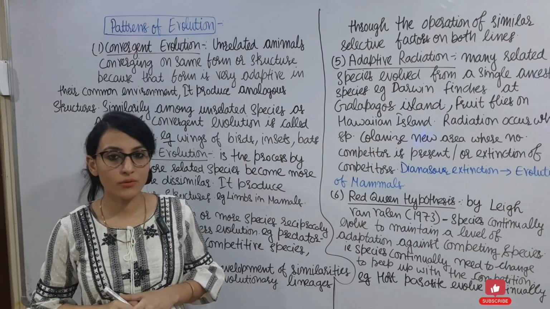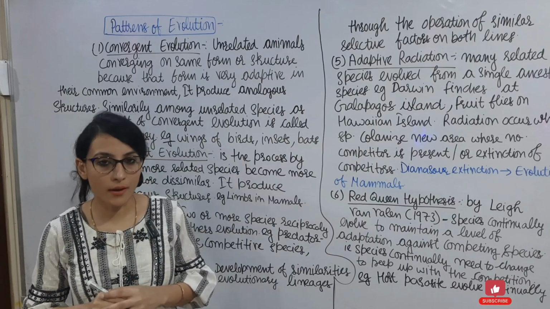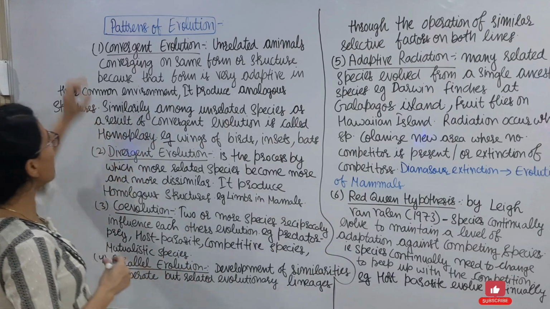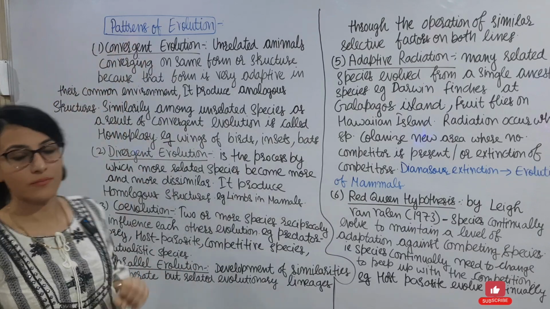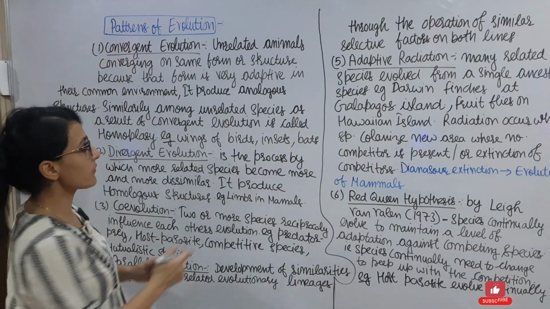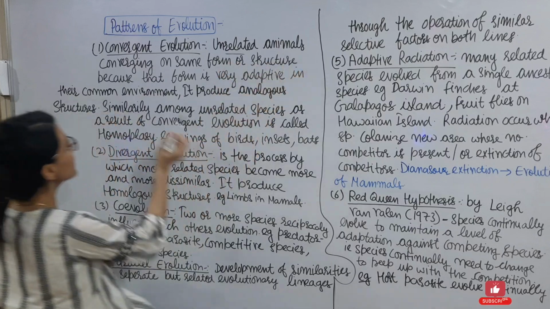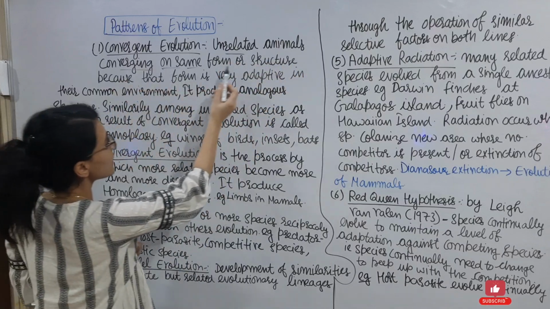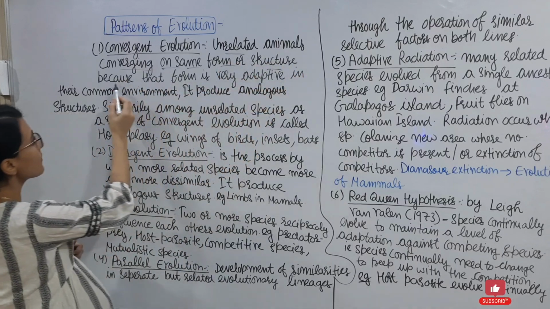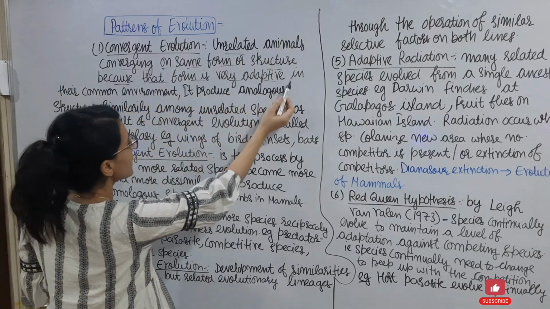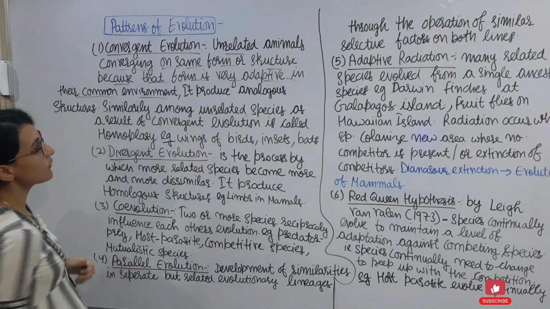In this video lecture, I am going to discuss different patterns of evolution. So the first pattern is called Convergent Evolution. What is Convergent Evolution? It is when unrelated animals converge on the same form or same structure because that form is very adaptive in their common environment.